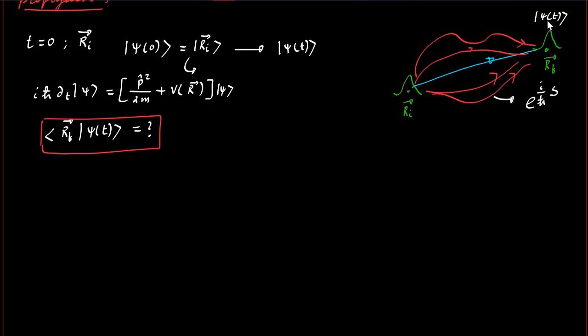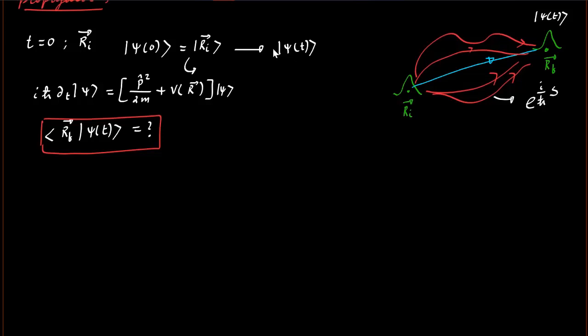Okay, so let's try to do that first. So how can we find out these wave functions at time t? Well, we have our initial wave functions at time t0, and from this initial wave function at time t0, by operating with our evolution operator, I can get the new eigenstate at time t.